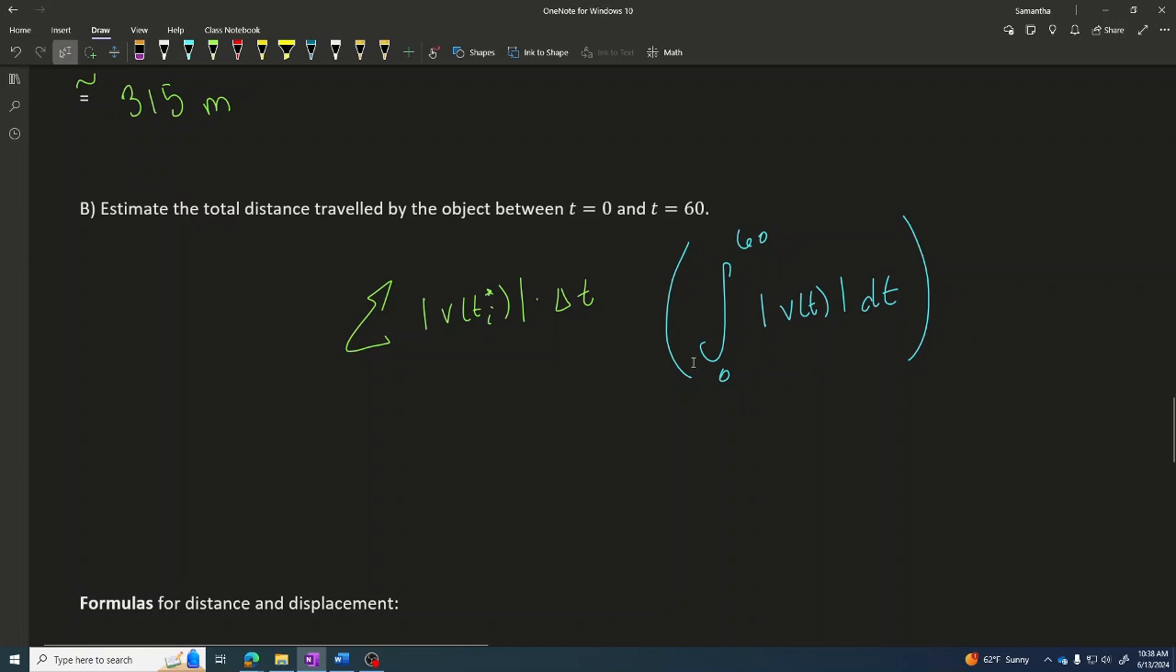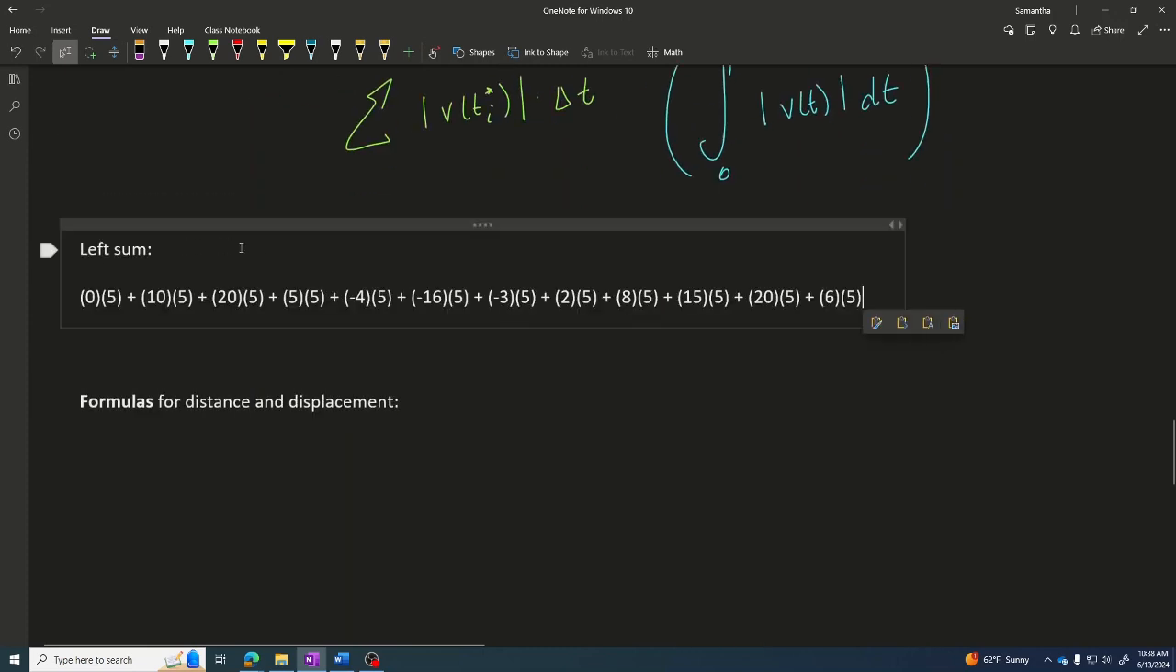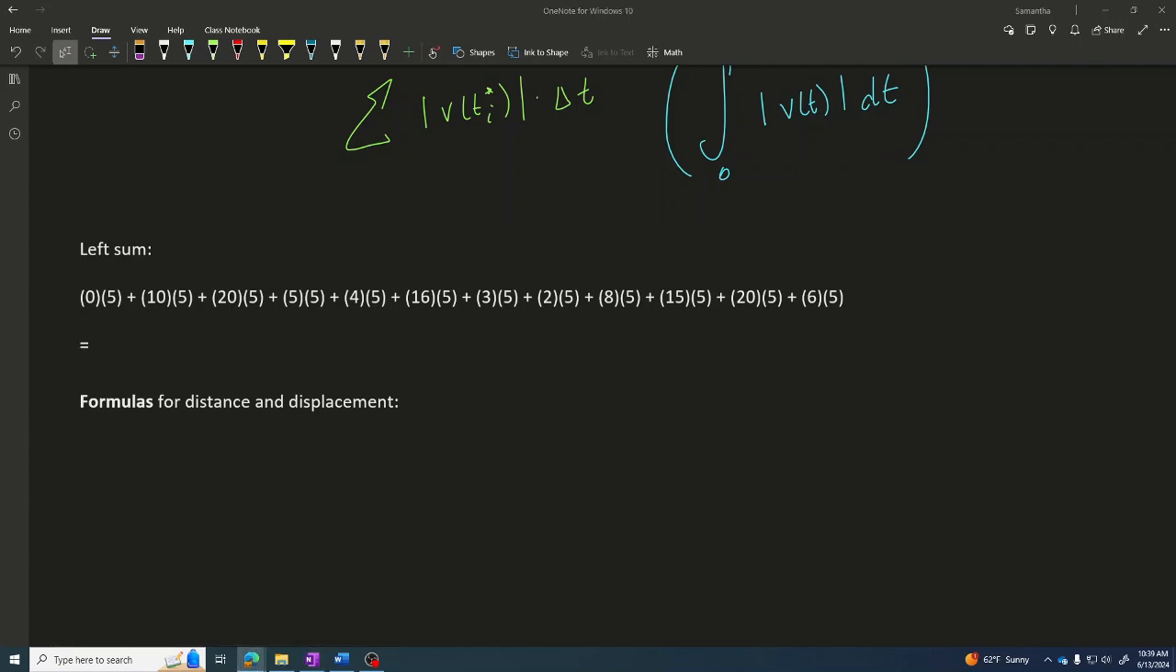Now, in our particular example, if I once again decided to use a left Riemann sum to calculate total distance traveled, all I would have to do is basically copy paste what I had for the displacement, and every time the velocity is negative, just change it to positive and treat all of them as positive. And if I do that, then the distance traveled according to the calculator is 545 meters, approximately, according to this data set.